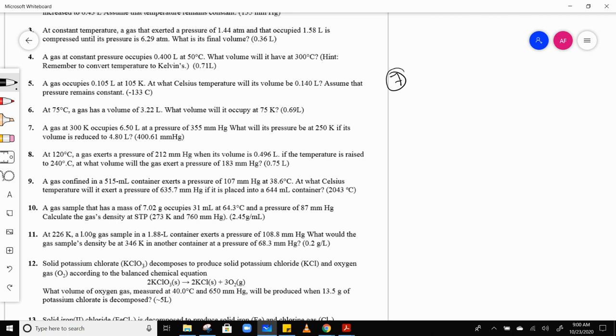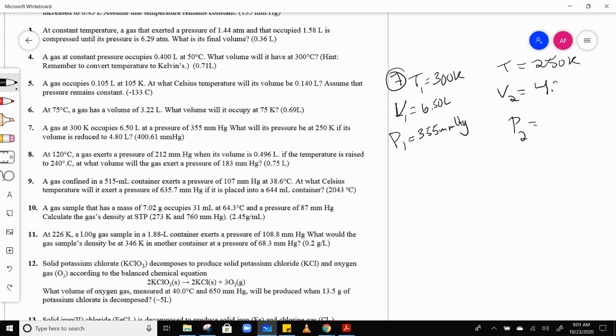Number 7 says a gas at 300K, so the original temperature is 300K, occupies 6.5 liters, so the volume originally is 6.50 liters, and the original pressure is 355 mmHg. What will its new pressure be? So we want to know the new pressure at a temperature of 250K and a volume of 4.80 liters.